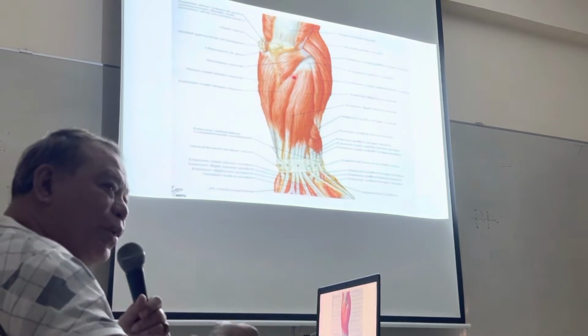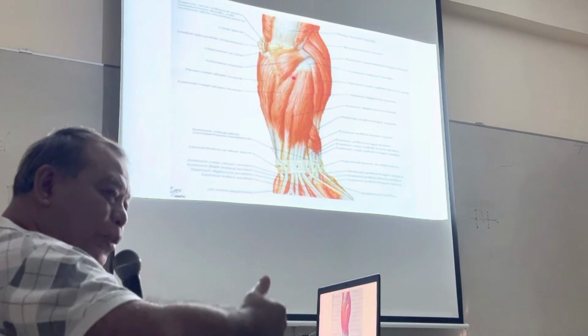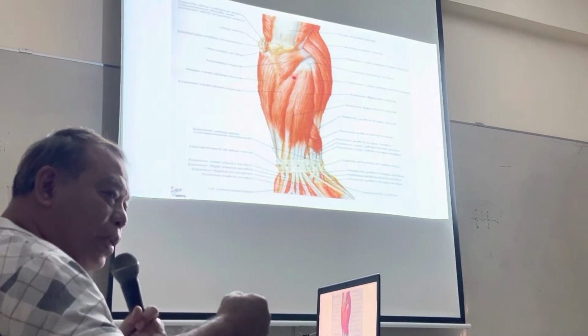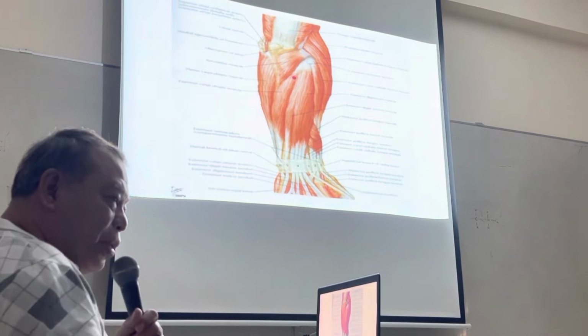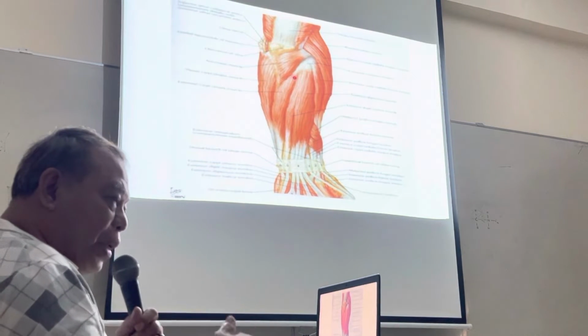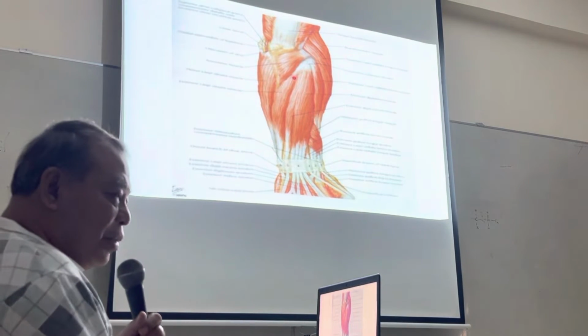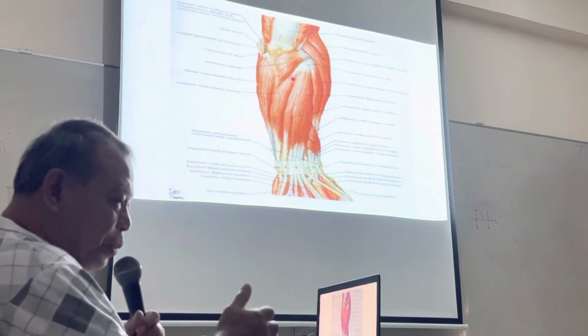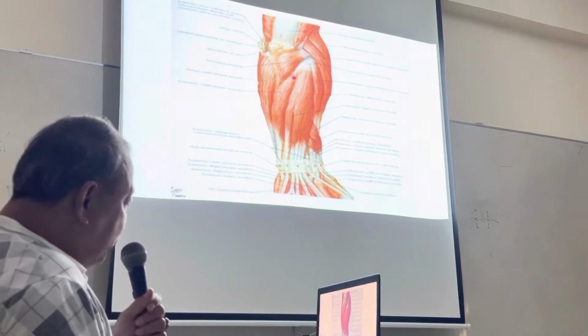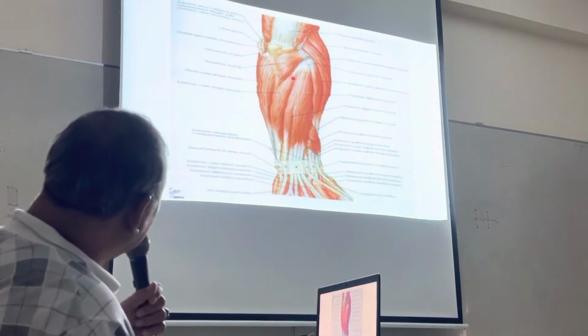Anyway, in that position, the radius and ulna are in the mid-prone position. The radius and ulna are stable because the interosseous membrane is taut. Okay, that's why it should be placed in the mid-prone position. That's the action of brachioradialis.